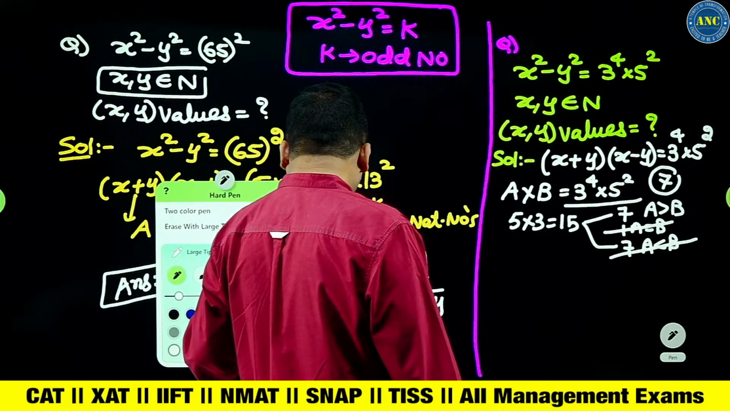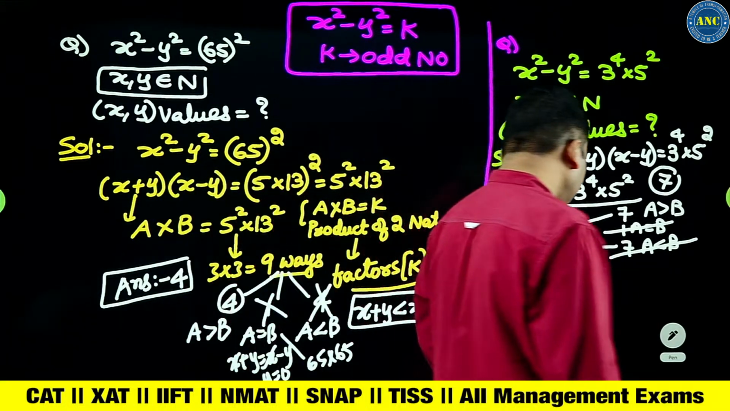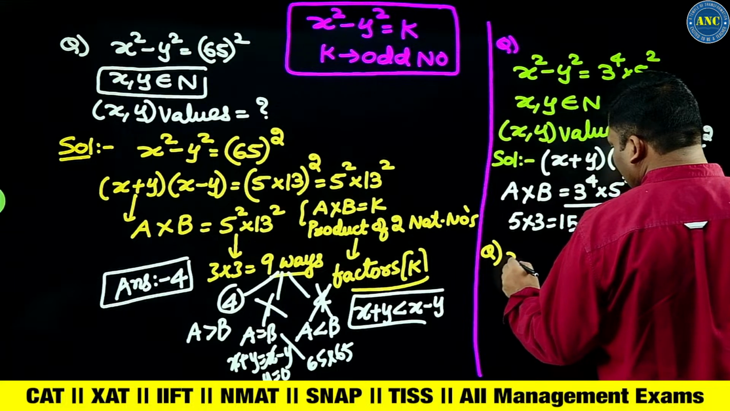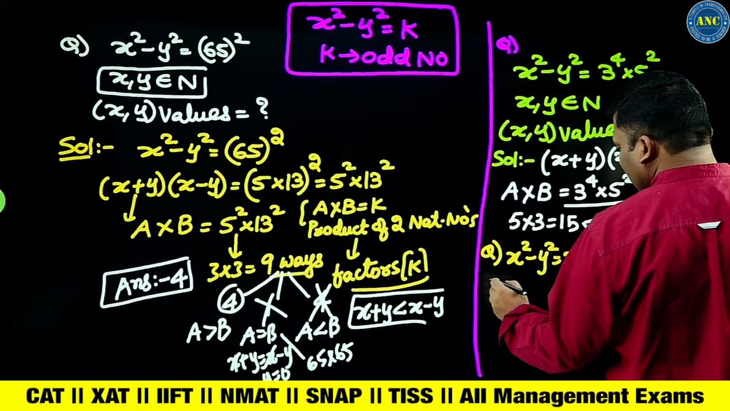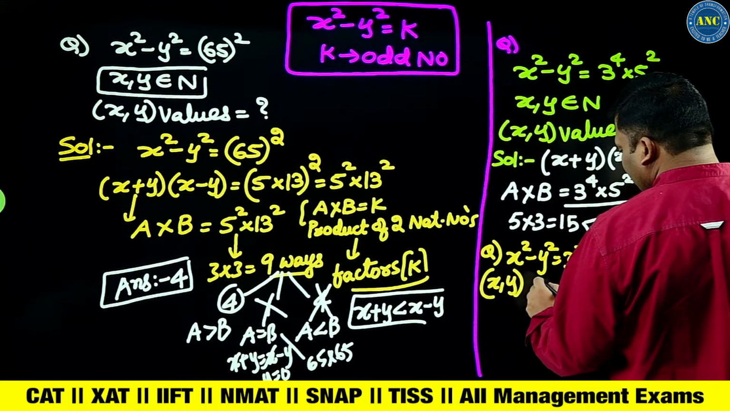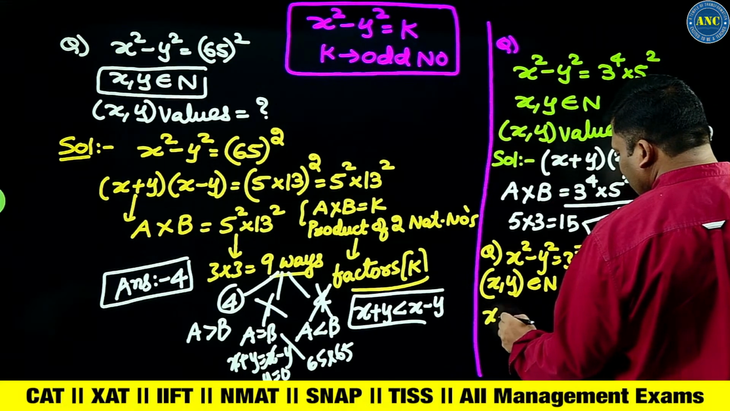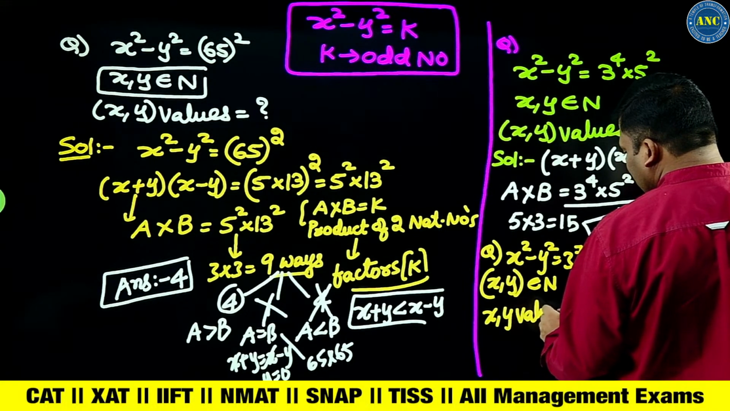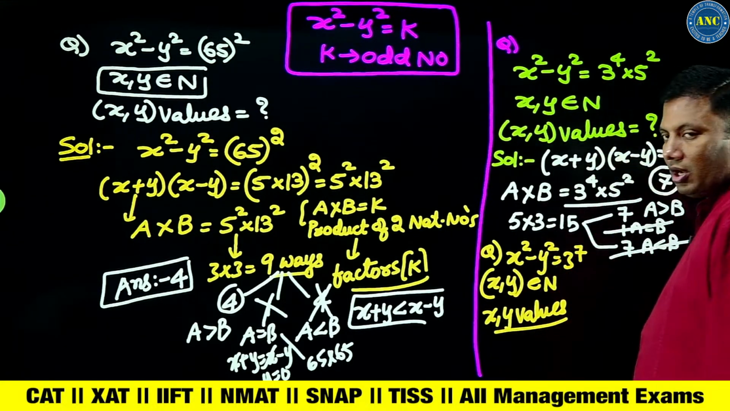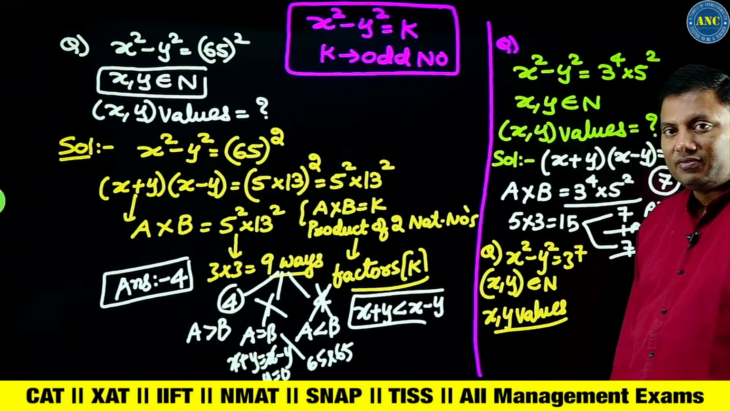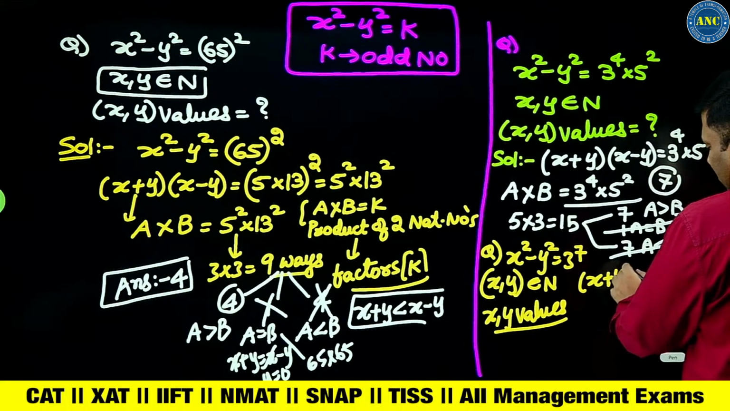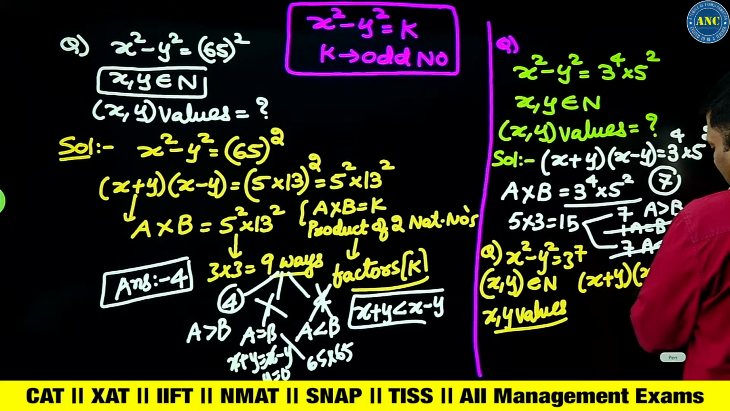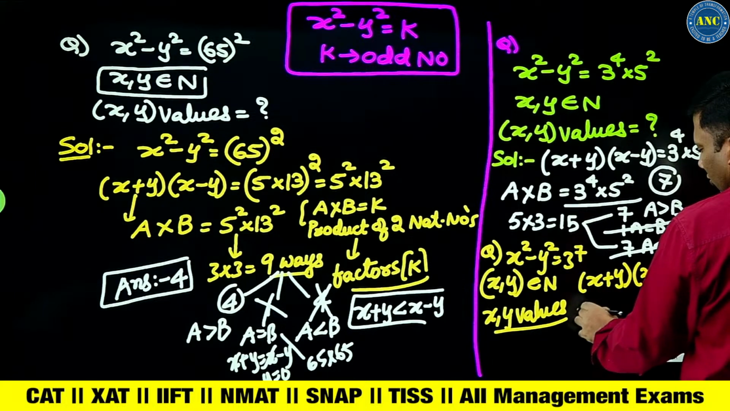The right hand side may not always be a perfect square. If the question is x square minus y square is equivalent to 3 power 7, where x and y are natural numbers, how many values will x and y take which satisfy this equation? x square minus y square is (x plus y) into (x minus y), which is 3 power 7. So A into B is 3 power 7.